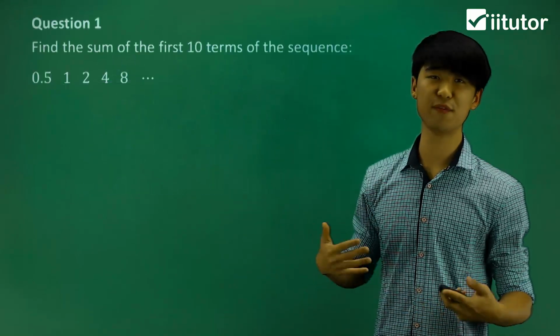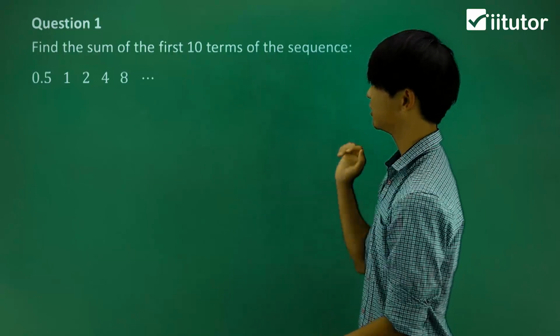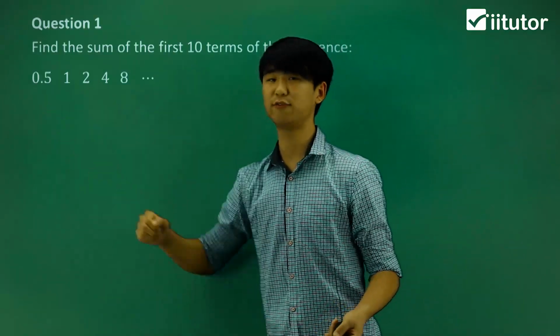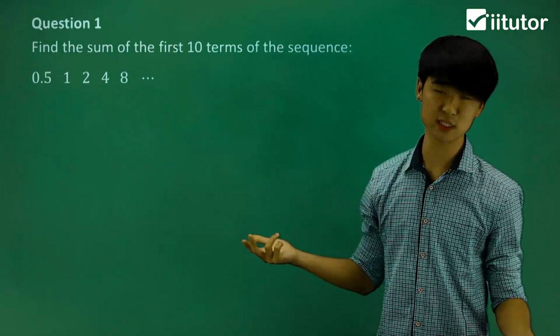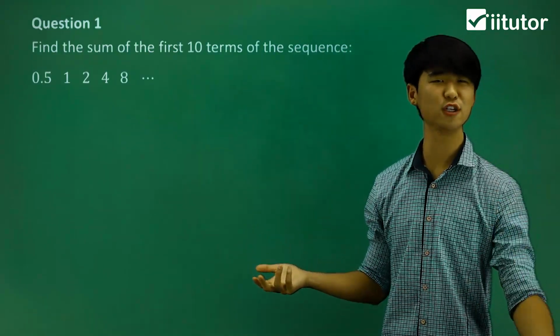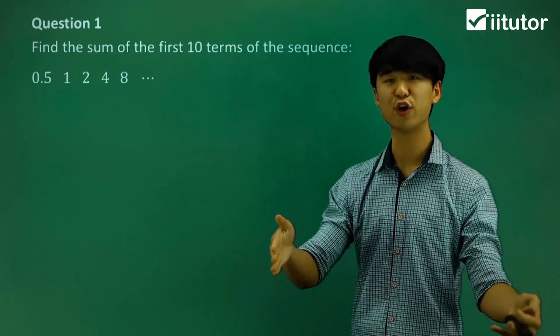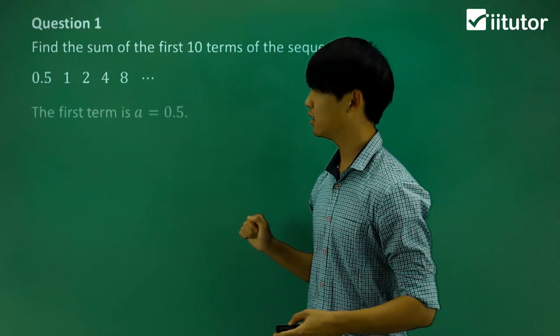So let's try and answer some of these questions. Now in question 1, it says, find the sum of the first 10 terms of this sequence. They gave us the first 5, but that's enough information for us to find this sum. If we look at the sum formula, we want to find the first term, the common ratio, and how many terms we are adding together. Well, we know n equals 10. Now let's find the first term.